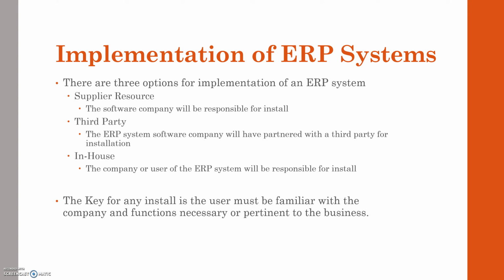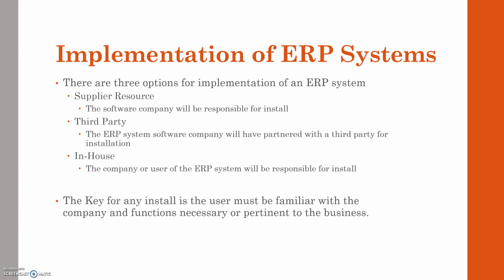There are three methodologies for implementing software. The first is that the supplier you're purchasing the software from comes in-house, whether you're installing on a cloud-based or an in-house server, and they would be responsible for the installation, training, and full implementation of the software. Next would be if you're purchasing from a software company that is partnered with a third-party implementation team.